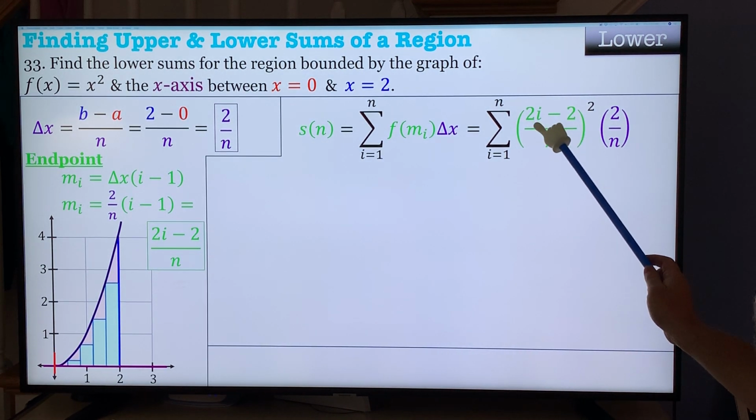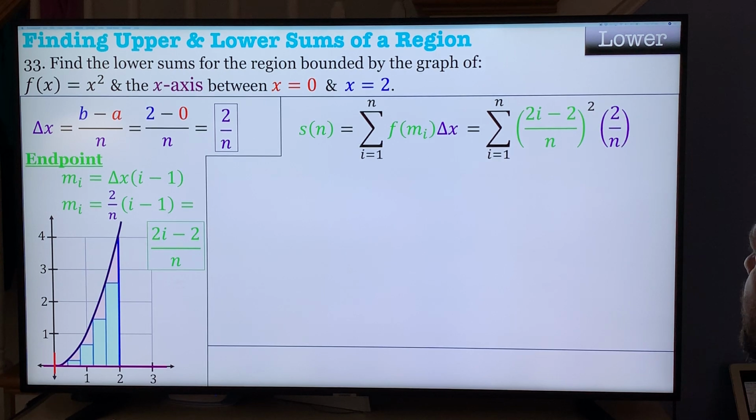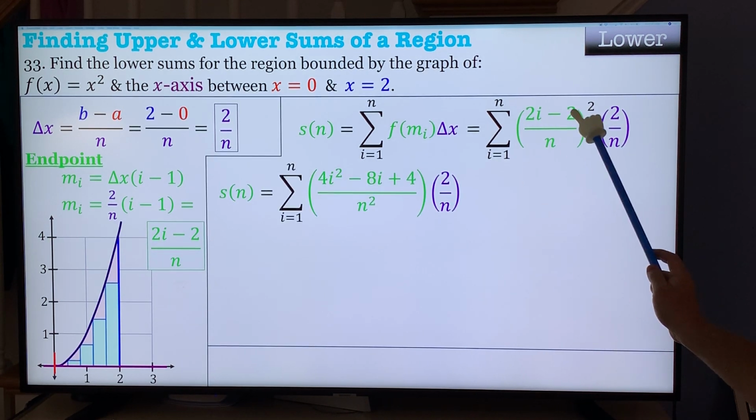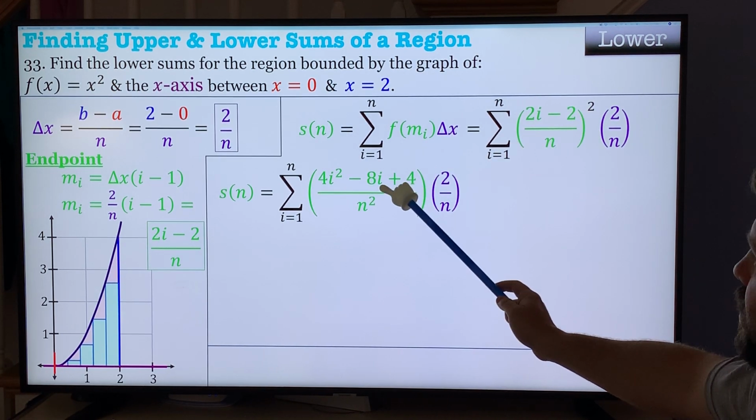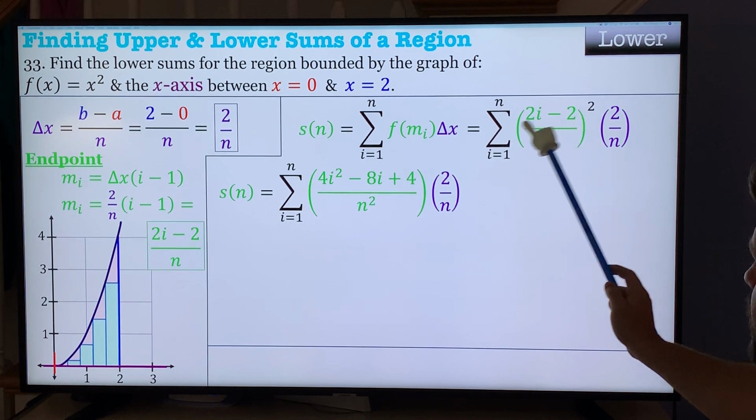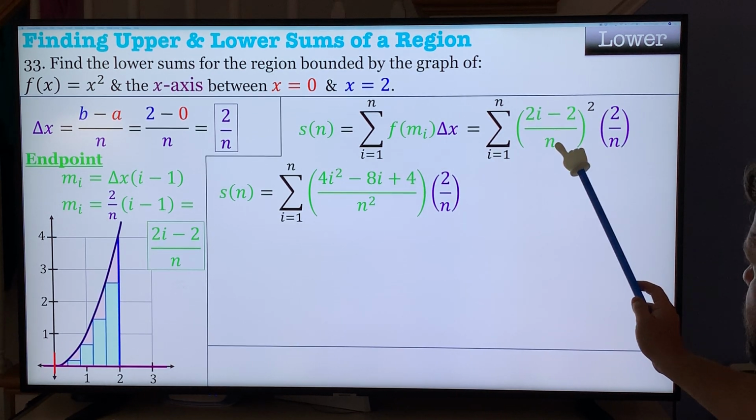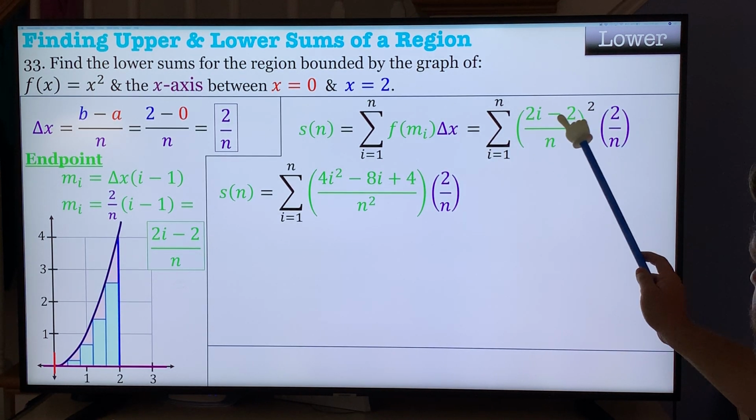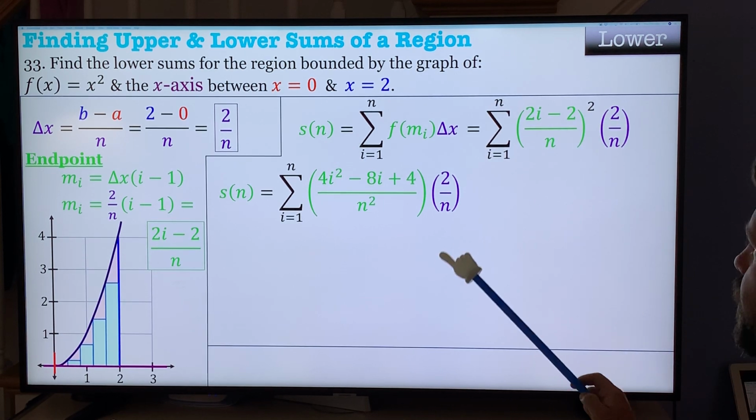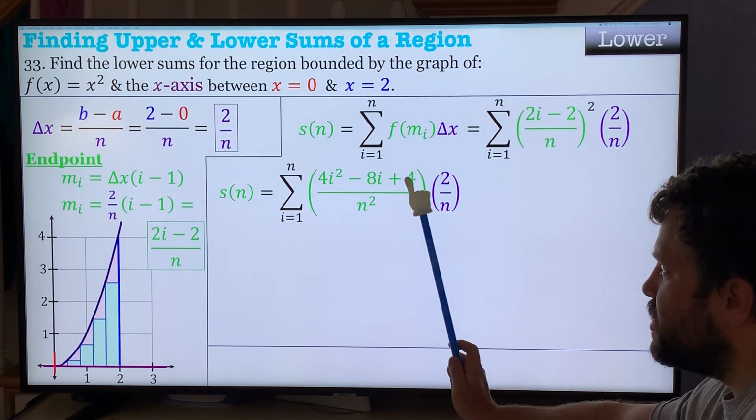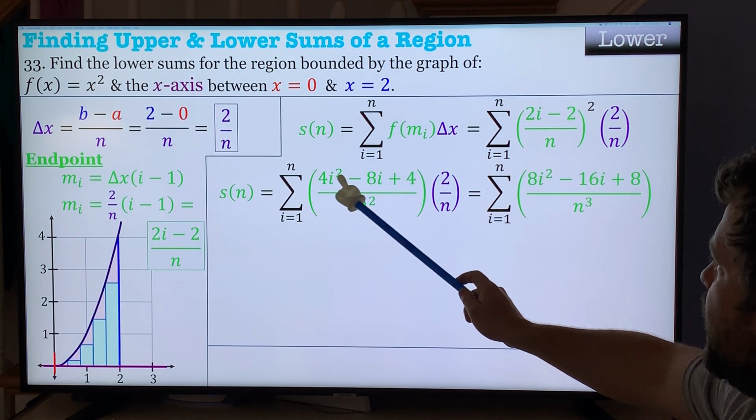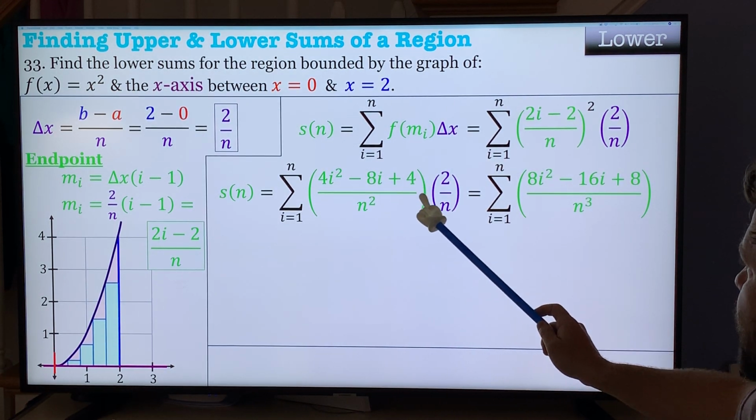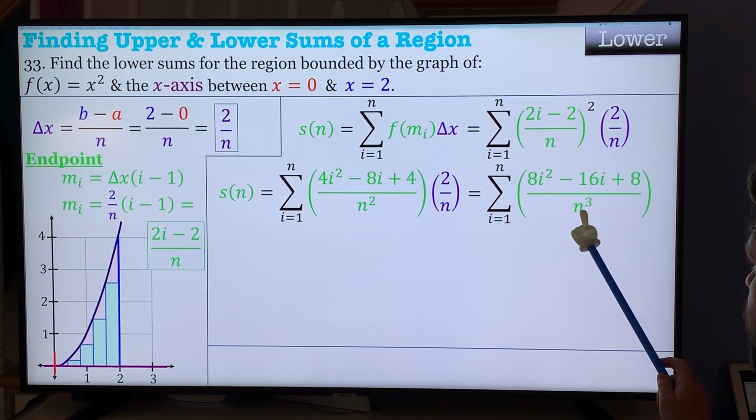When you square this, 2i minus 2 squared, you have to pretty much FOIL this. 2i minus 2 times 2i minus 2 is 4i squared minus 8i plus 4, over n squared. So FOIL squared times 2 over n. Now, you want to distribute the 2 and the n in there. Makes things easier. 2 times 4 is 8, negative 16, 8, and then n squared times n is n cubed, 1 plus 2 is 3.